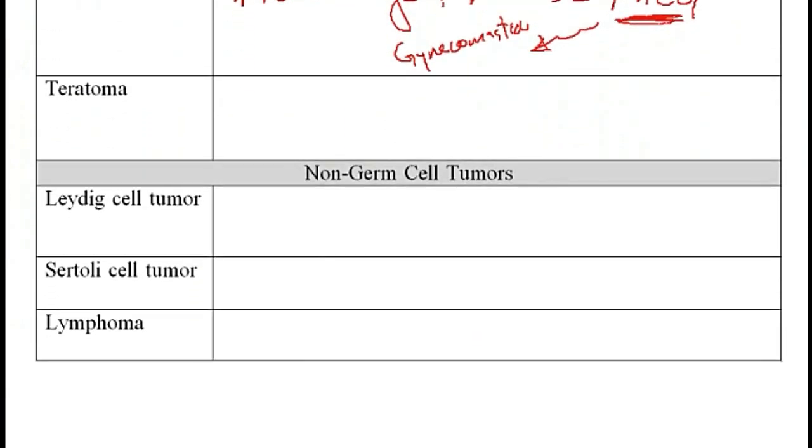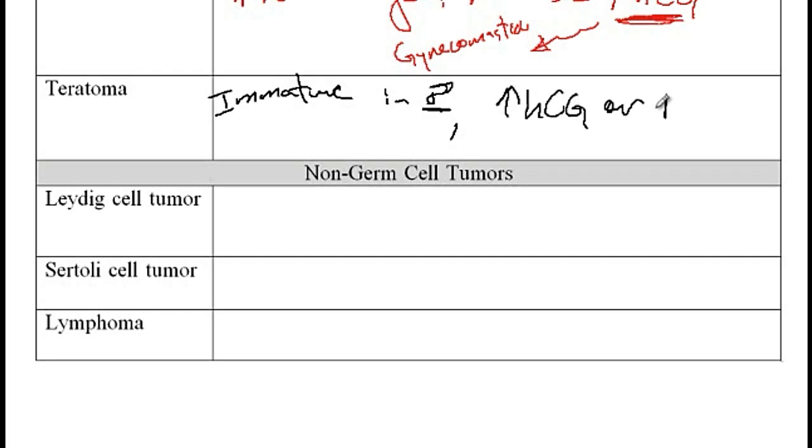The next type of tumor is the teratoma, and immature teratomas in males are highly malignant. So the way I memorize it is that immature males are highly malignant. And then these tumors present with elevated HCG or elevated alpha-fetoprotein production.